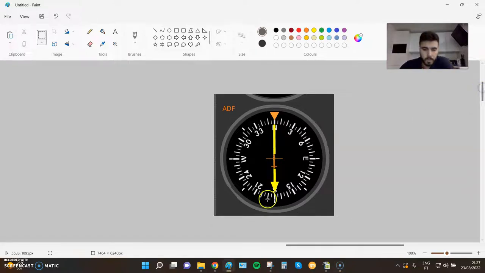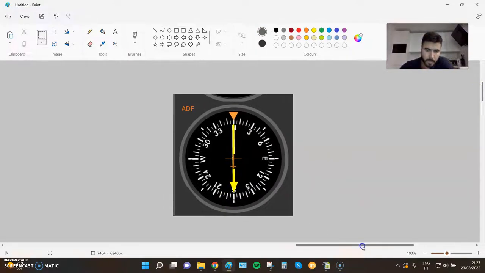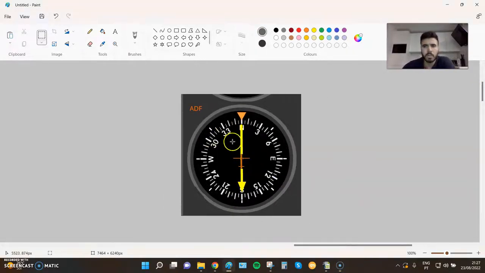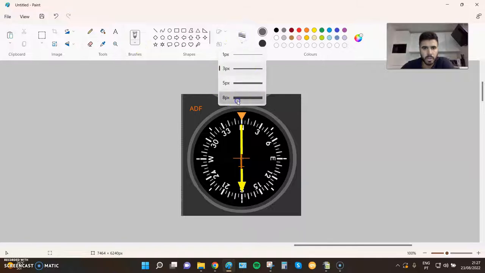Okay, guys, so let's speak a little bit about this situation. Now we are clearly in a situation of proceeding outbound from the station. So imagine that the station is here, okay, and we are over this line of position.